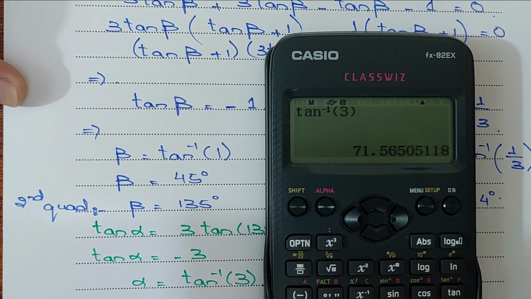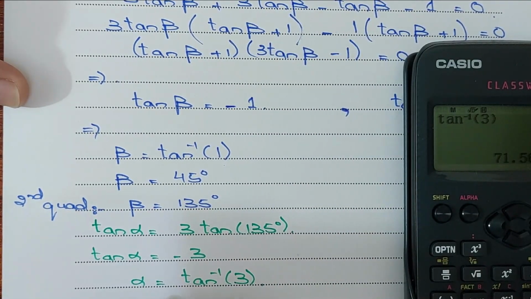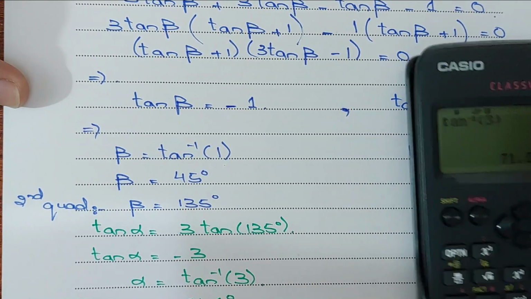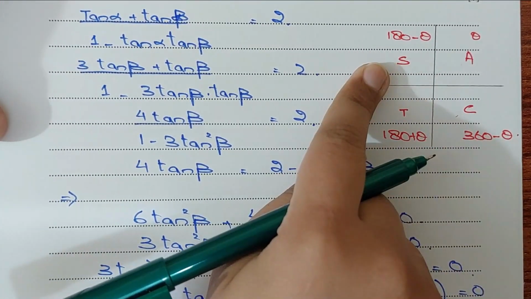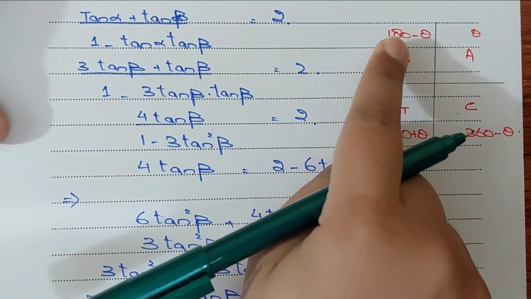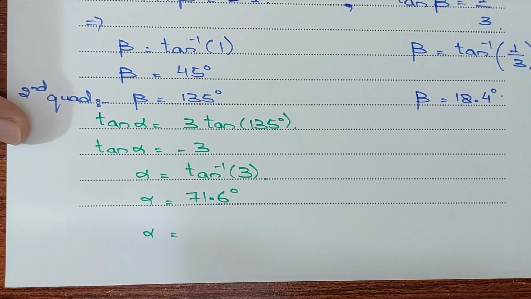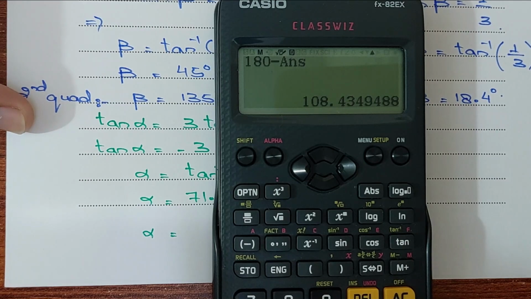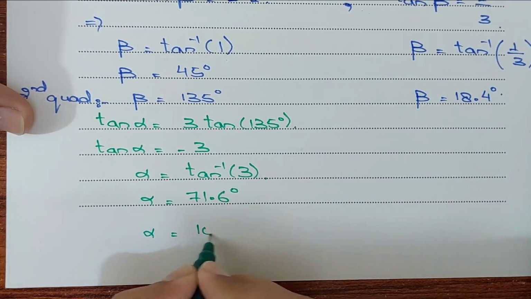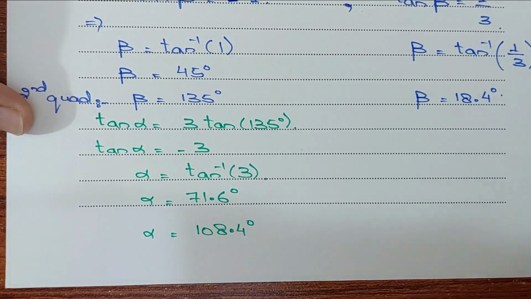71.6. So alpha is 71.6 degrees, but tangent is negative in which quadrant? Let's see. So tangent is negative in the second and fourth, again we use the second because of the restricted domain between 0 to 180, so we do 180 minus theta. So the only value of alpha is 180 minus that answer. This is 108.43 or 108.4 degrees, right? Now let me find the other one.